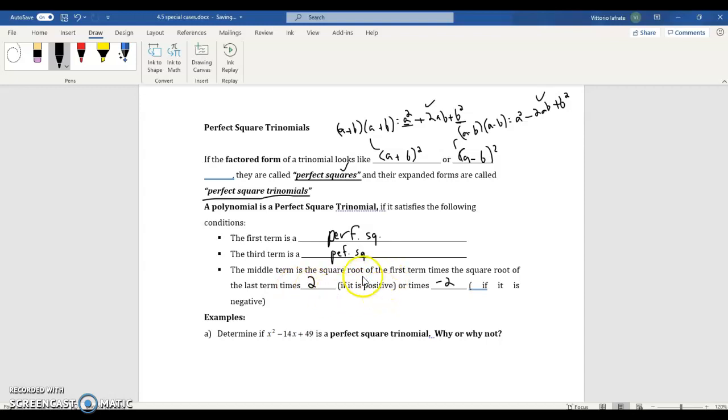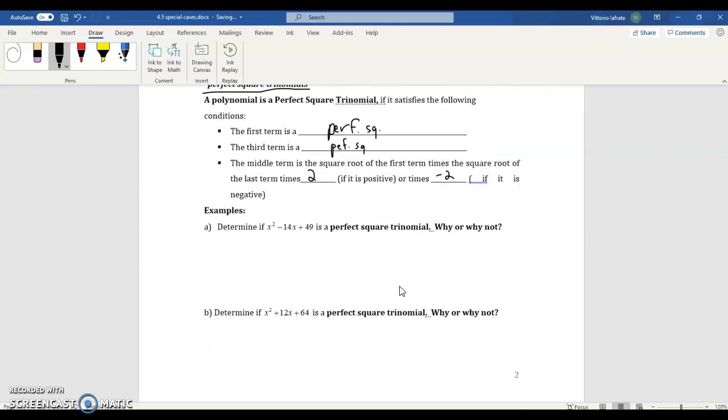If the middle term is the square root of the first term multiplied by the square root of the last term times positive 2 if it's positive, or if it's negative, it's the square root of the first term times the square root of the last term multiplied by negative 2 if it's negative. So we're going to take a look if the following examples would be considered perfect square trinomials or not, and we'll explain why that is.